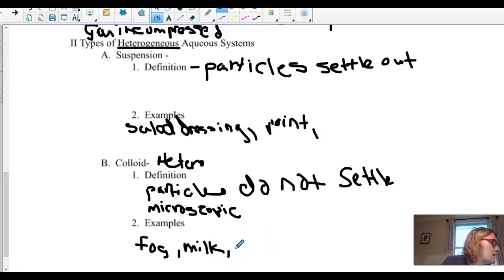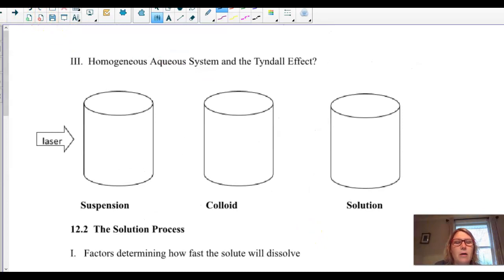let's see what else. I had a couple more examples here. Smoke, because they don't settle out. What else? Foam, like shaving cream, gels, butter, jelly, those kinds of things. They all have particles in them, but they just don't settle out. That's the big difference. So let's talk about, it says homogeneous aqueous systems.